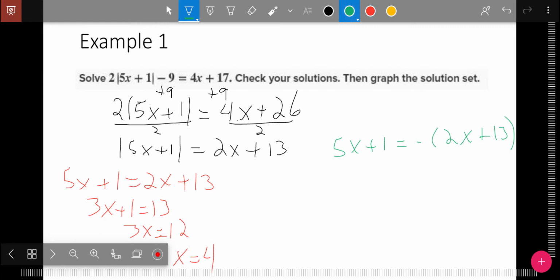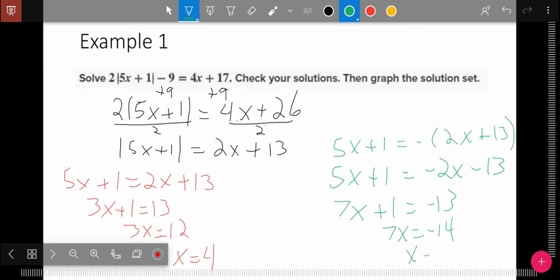On the right side, the first thing I have to do is deal with that negative that's on the outside. It makes everything on the inside the opposite. Add 2x to both sides. Minus 1 to both sides. Divide by 7 to both sides. So you have two answers. You plug it back in.